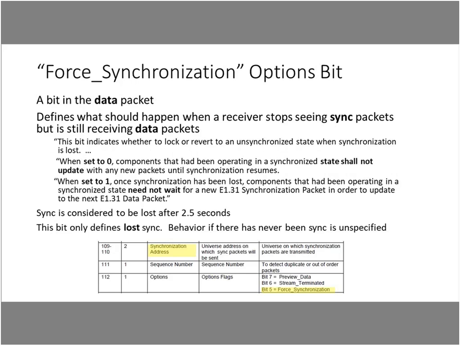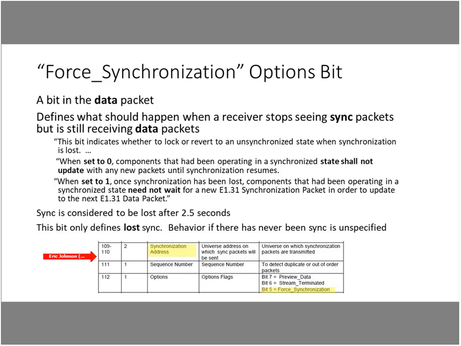So, in the newly defined portion of the data packet, there's a force synchronization bit. This defines what should happen when the receiver stops seeing sync packets, but is still receiving data packets. The key thing is that this bit only defines what happens after things have been synced and operating and then sync suddenly stops. The polarity of this bit, for software developers, is actually the exact opposite of what you would think given its name.